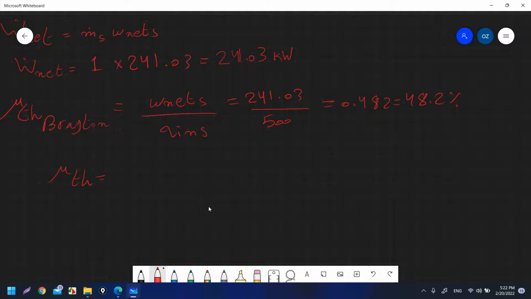Also you can use this equation, and the equation 1 minus T1 over T2 or 1 minus T4 over T3, only in the cold air standard assumption. In variable specific heat, only use the first one. So it is 1 minus 1 over RP power K minus 1 over K, and this will equal 1 minus 1 over 10 power 1.4 minus 1 over 1.4, which is equal to also the same number.